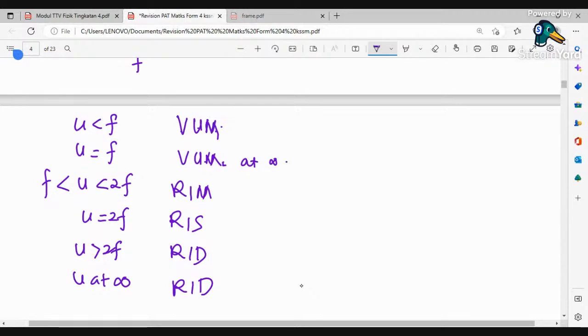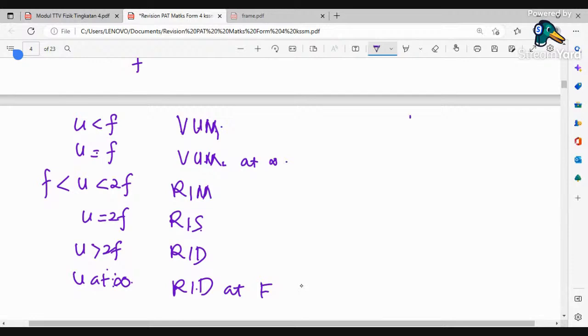Okay, U between F and 2F, real inverted magnified. U equals to F, real inverted same size. U more than 2F, real inverted diminish. U at infinity, real inverted diminish at F. So nampak tak yang ni dua ni dia terbalik sebenarnya. Dia adalah kalau you draw the ray diagram, dia hanya reverse direction you akan dapat. Okay, so itu untuk convex.